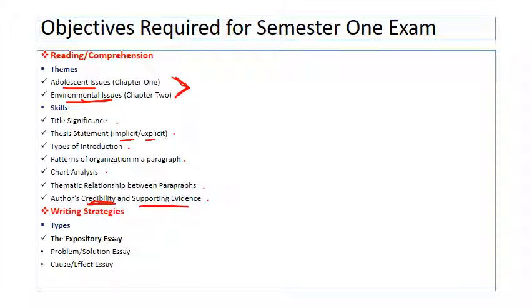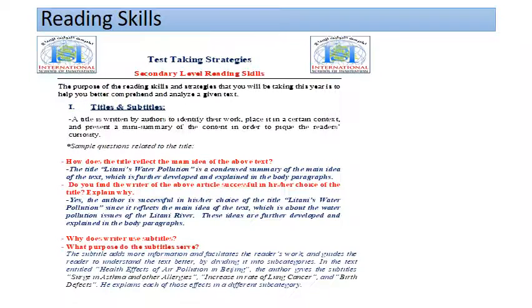Now, the writing part. We took the expository essay only this semester, but we took the different types: problem-solution essay and the cause-effect essay. So let's begin our quick revision of the materials covered.